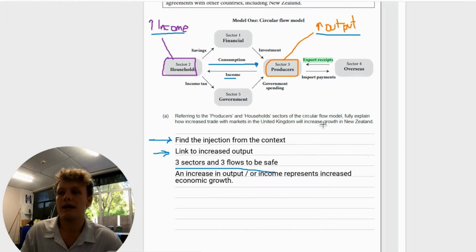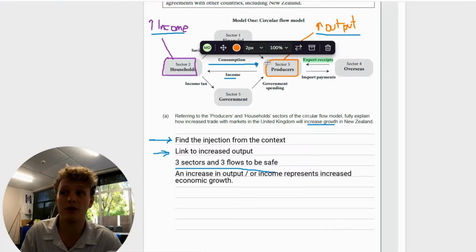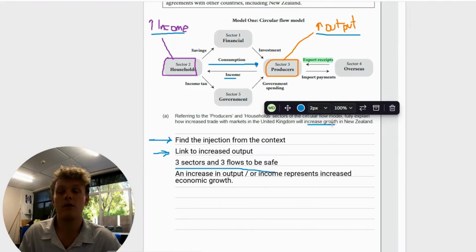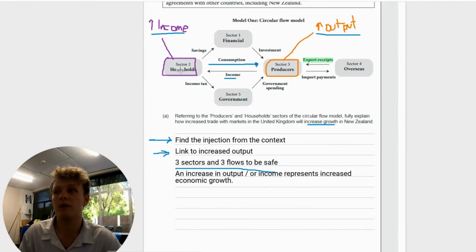And then the last part is we want to link it to increased growth. So we're going to say an increase in output or income represents increased economic growth. So we're saying output's rising because of the increased export receipts, or because of the increased consumption as well. Maybe those both add together to increased output. Then that means an increase in real GDP, which is an increase in growth. Or we could use the income method, which is to say more income for households represents economic growth.